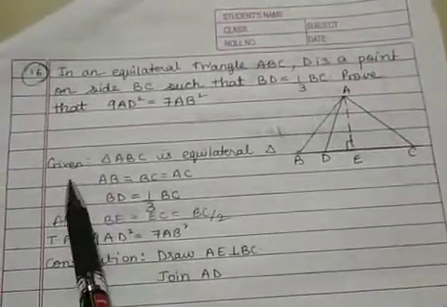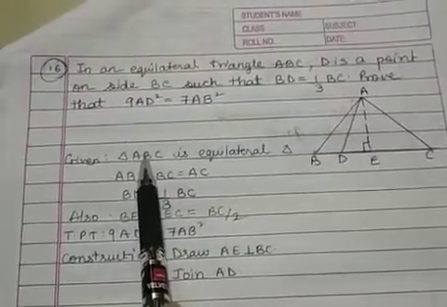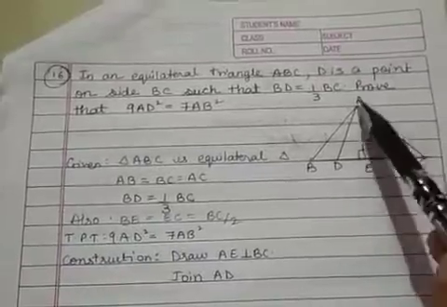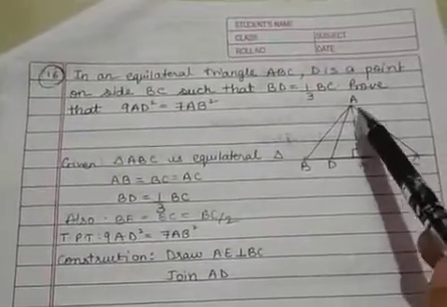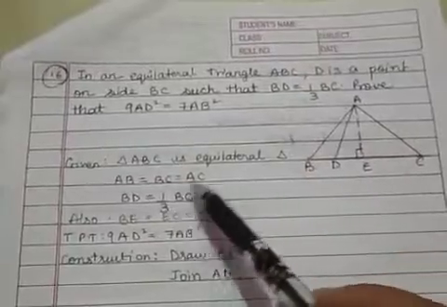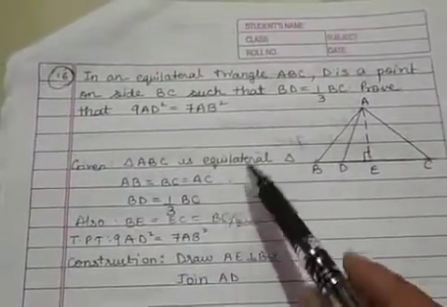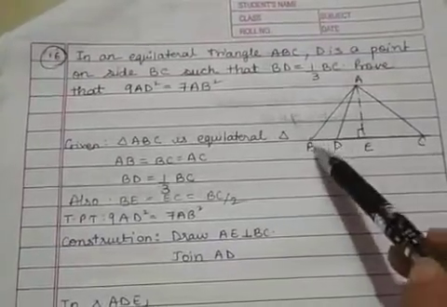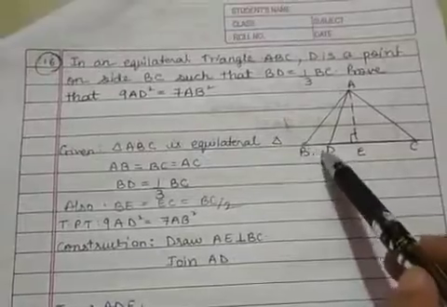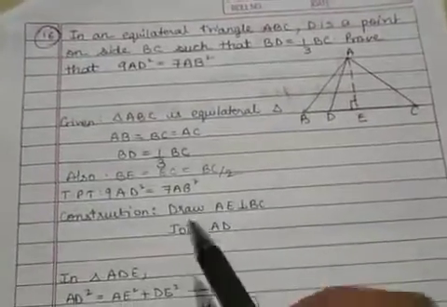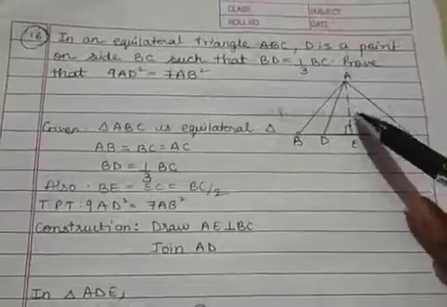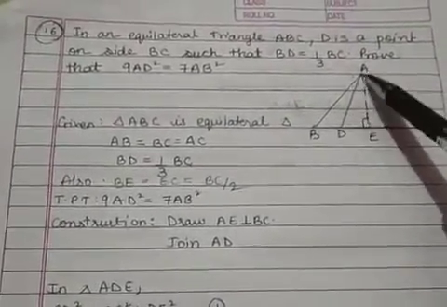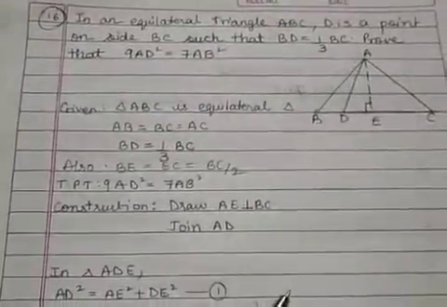First let us write down what is given to us. It is given that ABC is an equilateral triangle, so AB will be equal to BC will be equal to AC. All three sides will be equal. And it is given that BD is 1 upon 3 BC. Also we can say BE is equal to EC, which is equal to half of BC, because this is an equilateral triangle. So we are drawing a perpendicular AE to the side BC, and we have joined the side AD.